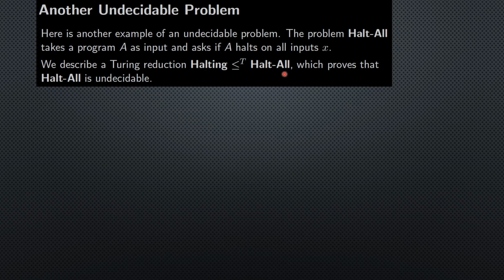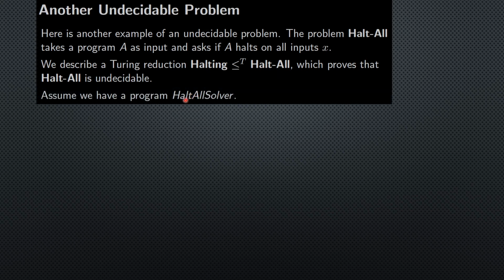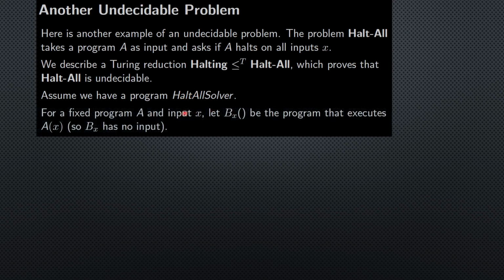Okay, so let's do this reduction. Assume we have a solution to halt all called halt all solver. Now, the halt all solver takes a program A as input, but it doesn't take the input X, and we're trying to reduce halting, which takes a program A and an input X to that program. Our input to halting is I equals A comma X. Okay, but we can't use that X.